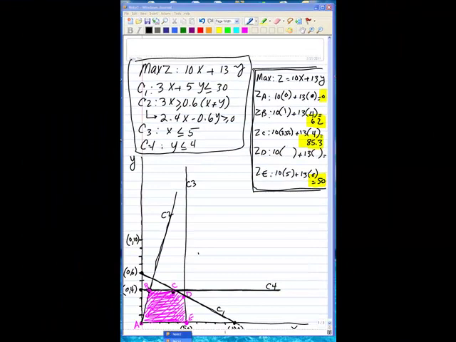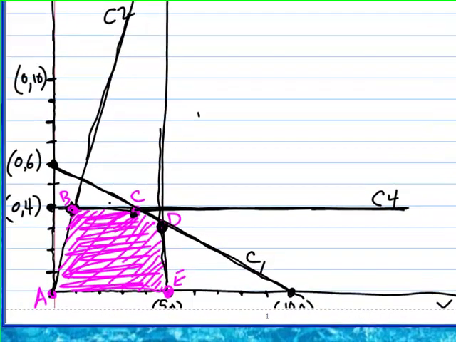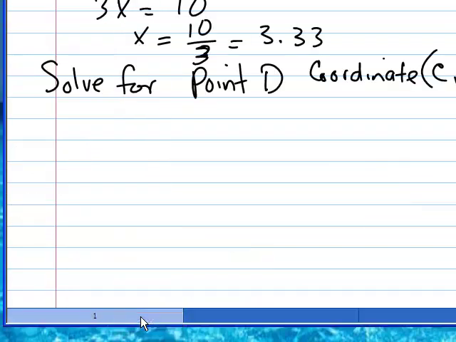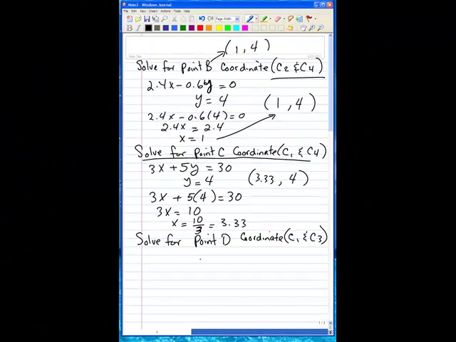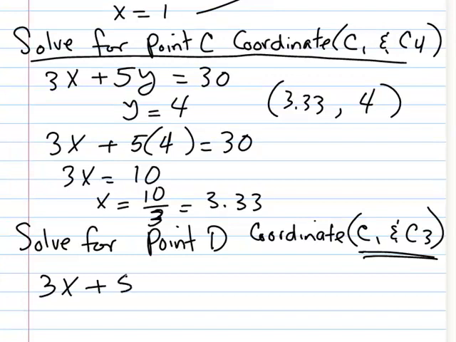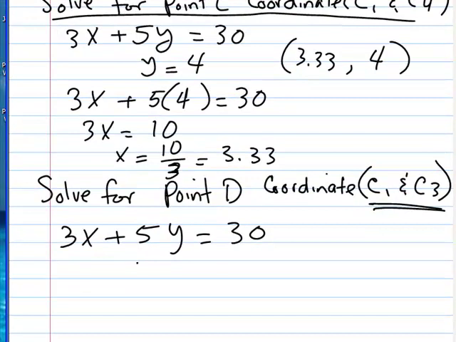And finally, for point D, right here, we can see that our intersection occurs at constraint 3 and at constraint 1. So constraint 3 and 1. So constraint 1 is 3x plus 5y equal to 30. Constraint 3 was x is equal to 5. So we already know x is 5 at that point.